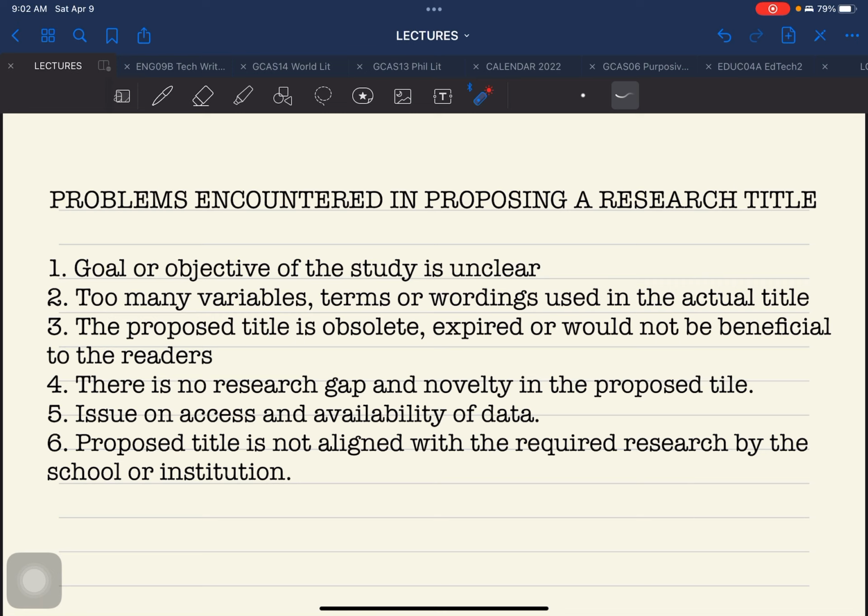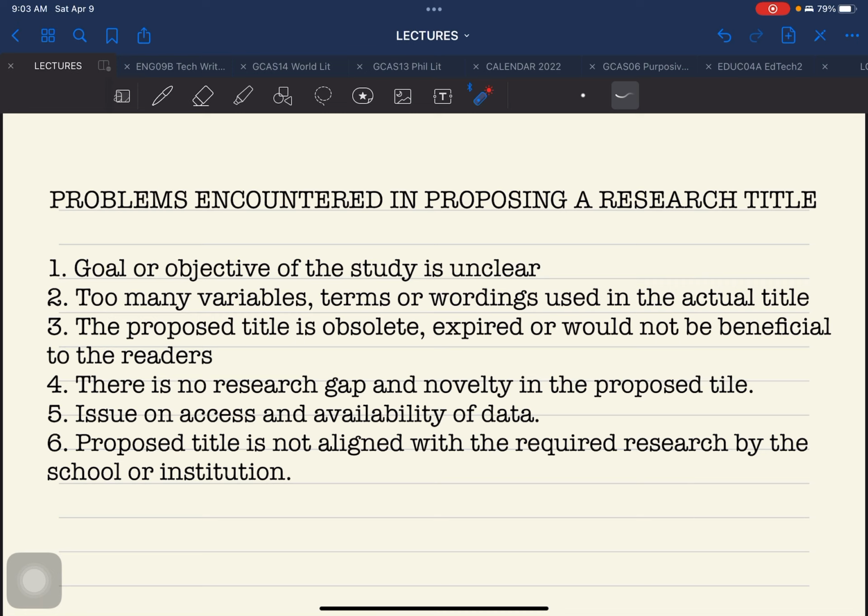Okay? So there's a specific part in your research wherein you have to discuss the particular objective of your research. This may be part of the general objective of the study, which is located within the manuscript of your study. So that's number one.